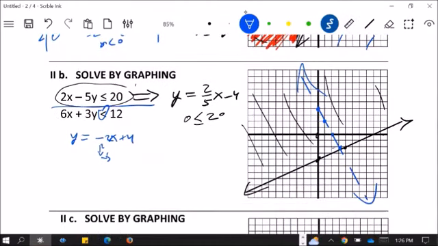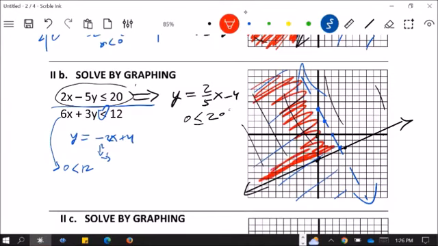Now let's check it with (0, 0). Using the original, that's 0 plus 0 is 0, less than 12. That's a true statement. That means it would be this part that would be shaded, which specifically means it's this one where both are shaded at the same time.